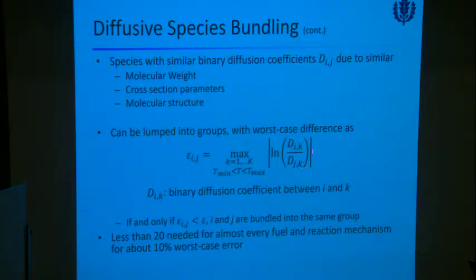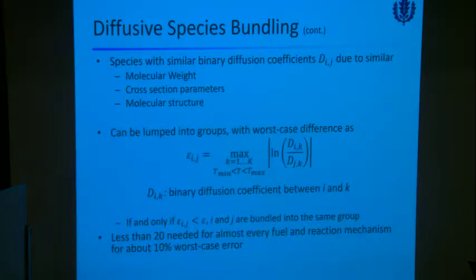Then you evaluate this error for every other species and all the temperature range. This ratio is only a function of temperature. So you just need to evaluate from 3,000 Kelvin to 300 Kelvin, cover all the possible temperature range, and check all the other species. If the worst case error is smaller than the threshold, let's say 10%, 5%, then you treat them as the same, one group, okay? Then you can do this comparison pairwise.